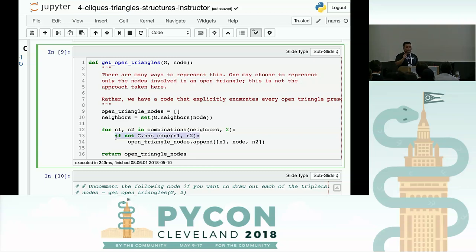Now, let's think critically over here about this definition of the open triangle. There are two ways we can actually find open triangles, and you've just seen one where the node of interest is in the middle. What's the other way? It's at the termini. So how would you find that? What is the rough idea of the algorithm that you would use to find that kind of open triangle?